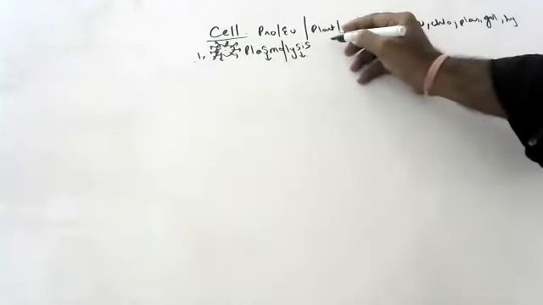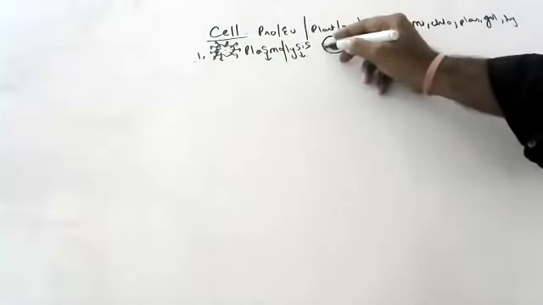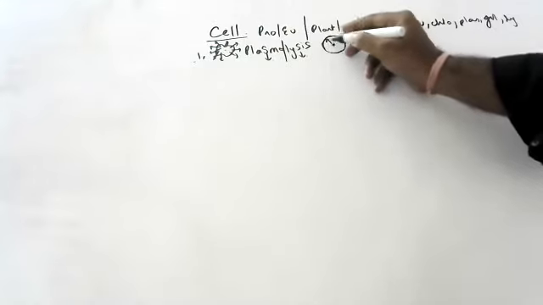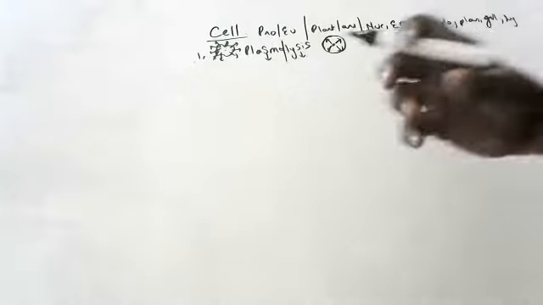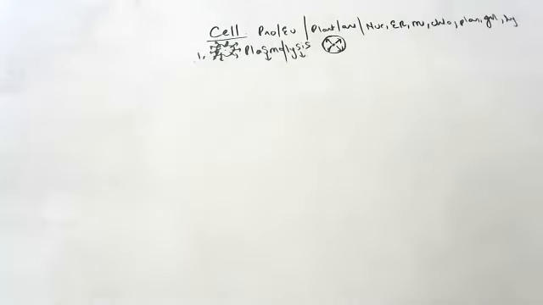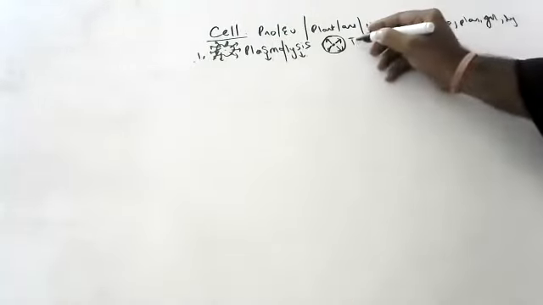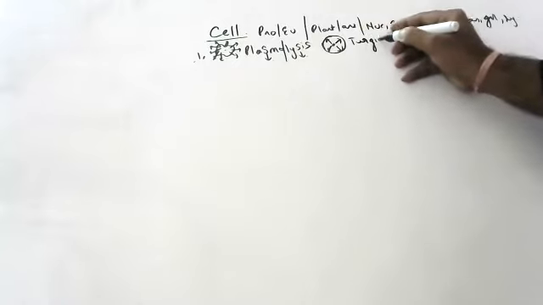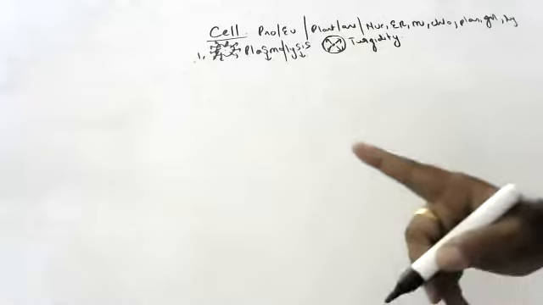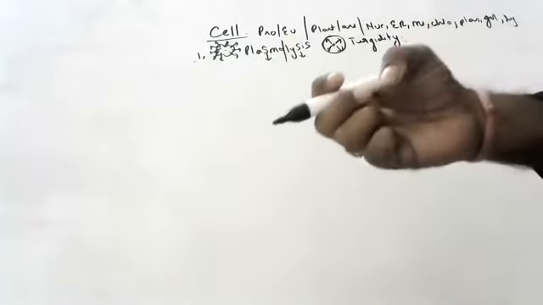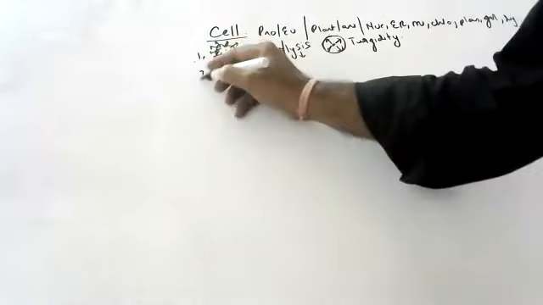Suppose it absorbs water, the cell will swell. What is this process called? Turgidity. Losing of the water is called plasmolysis, and gaining of the water and therefore swelling is called turgidity.